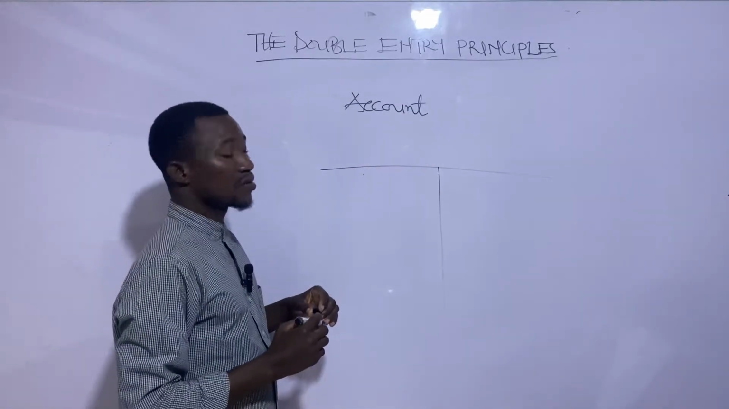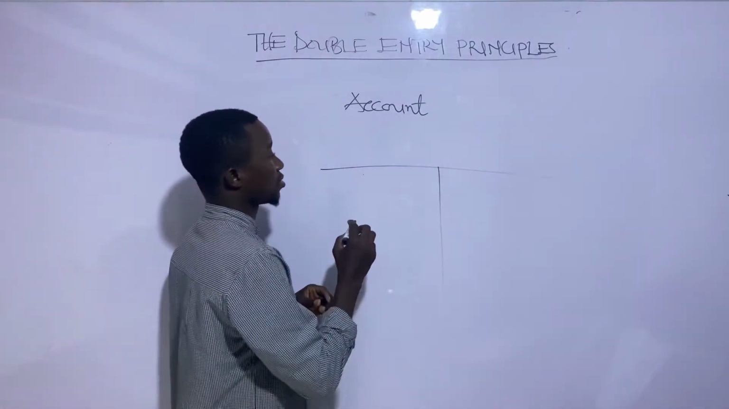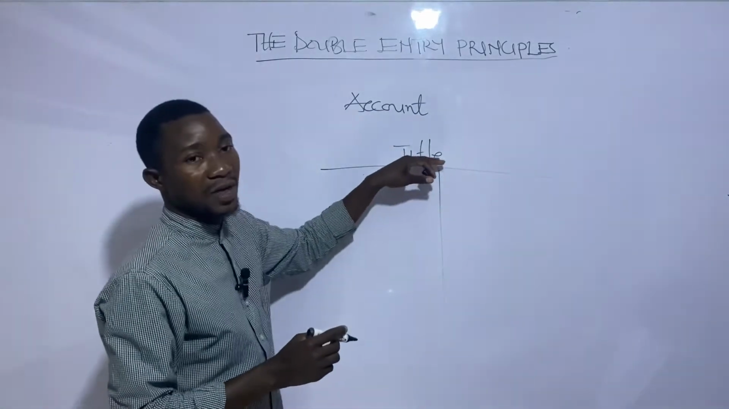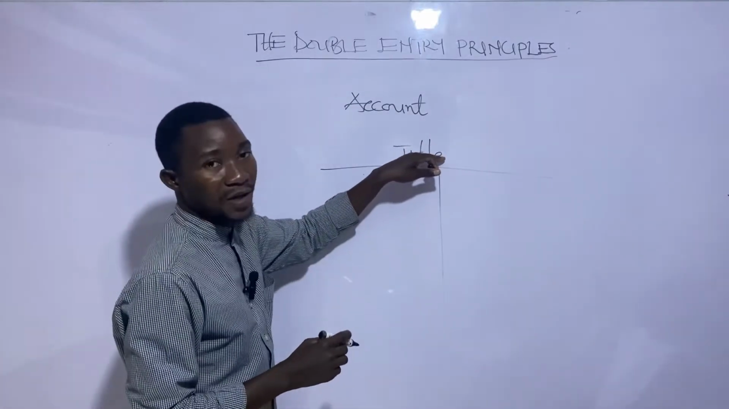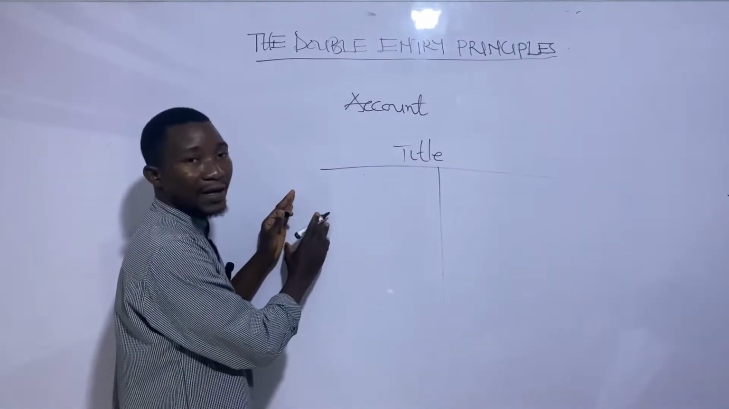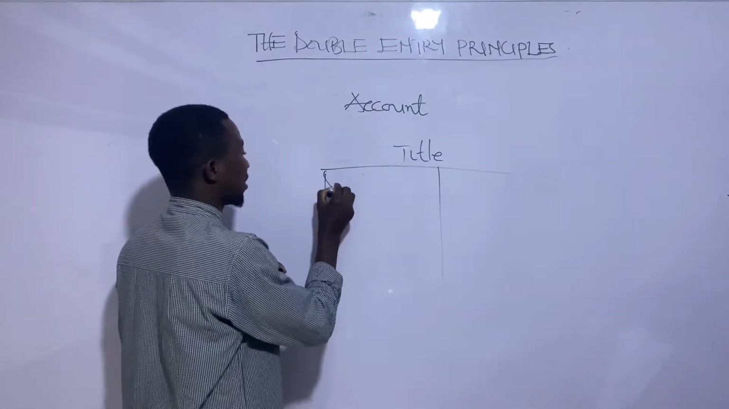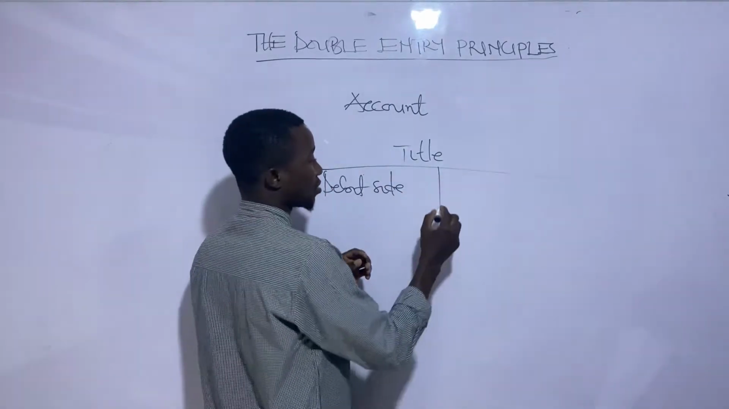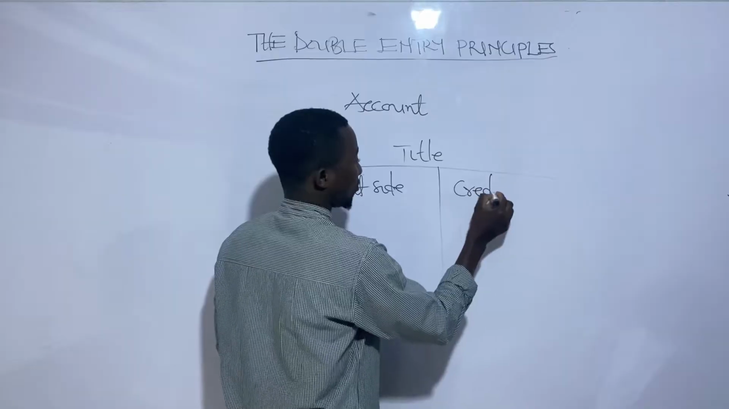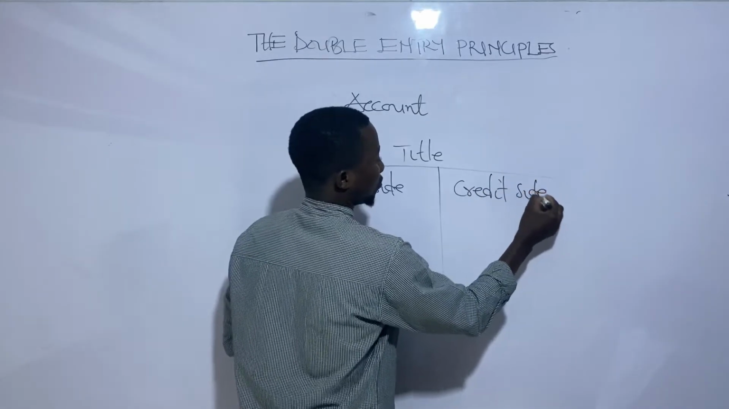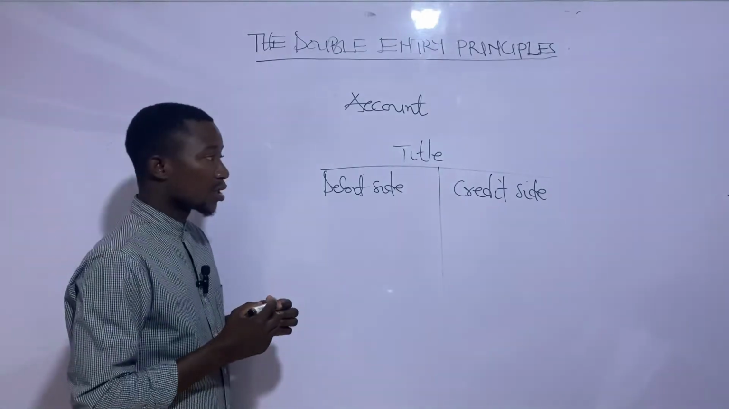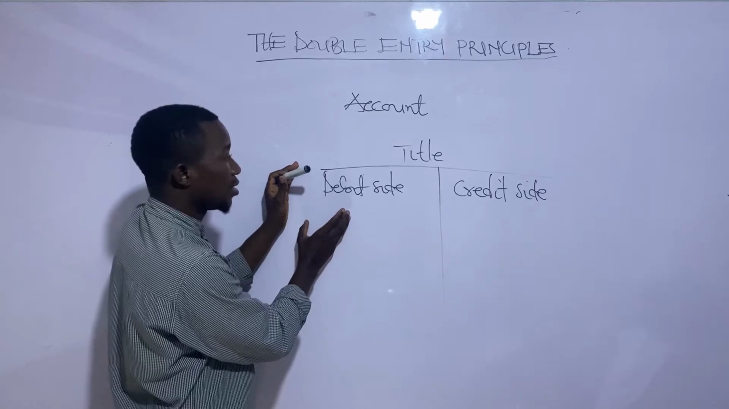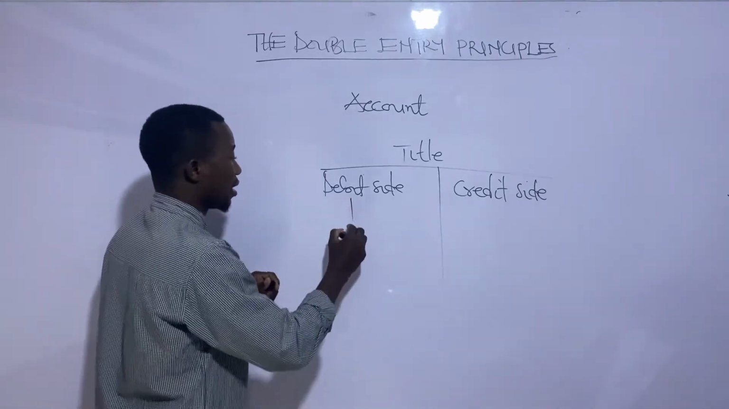The top of the account is what we call the title of the account. This is the name of the account. So if it is sales account, we write sales account over here. But take note that the left hand side of this account is what we call the debit side. The right hand side of this account is what we call the credit side. So if an entry or a transaction is being recorded at the left hand side or the debit side, we call it a debit entry.